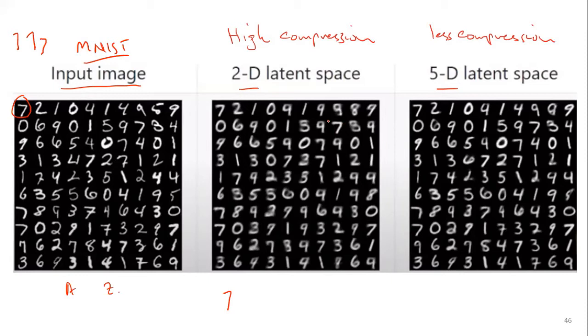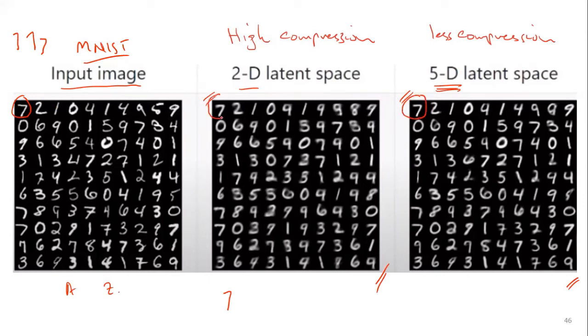So this is simply showing you what the compression would look like. If you do a 2D compression, if you convert it into only two latent space, then the output looks a little vague, okay? So this is the reconstruction. If you've done a bottleneck of a 5D, then obviously you are compressing it less, okay? The bottleneck is a little bit wider. So the decompressed image looks a little bit more like the original. There's less loss, okay? So if you look at the 7 over here and the 7 over here, they look similar.